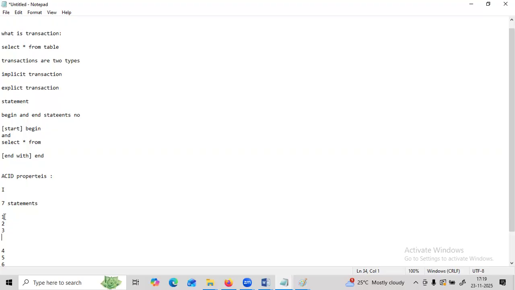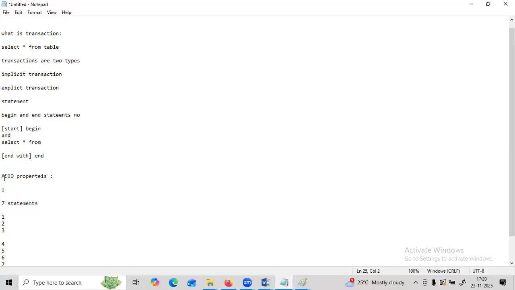Now the definition of the ACID property: all the statements of the transaction must be completed successfully, or the rollback must be completed. It means the entire transaction is either all updated or none. That is the atomicity. Atomicity means execute all or none. That is the atomicity. Now, what is the consistency?